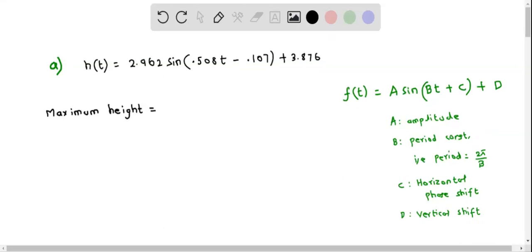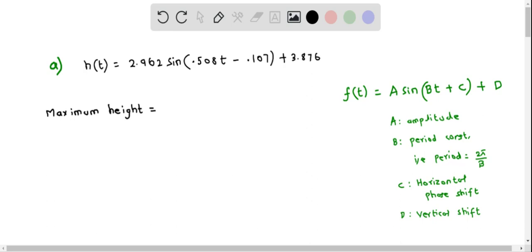We are given this function h of t equals 2.962 sine of (0.508t minus 0.107) plus 3.876. This h of t represents the predicted height in meters of the tides at Prince Rupert, British Columbia, for one day in February. And in part A, we have to determine the maximum height of the tides.